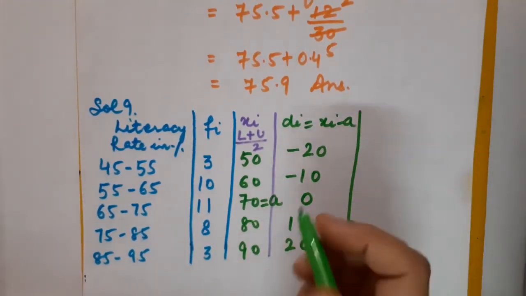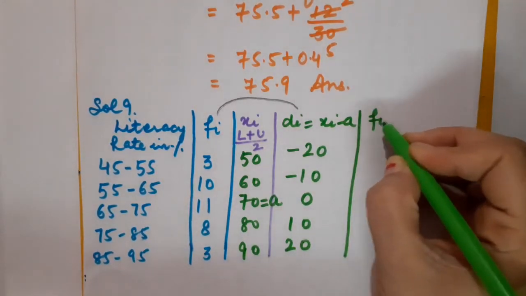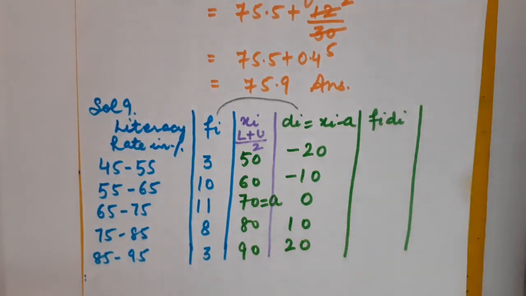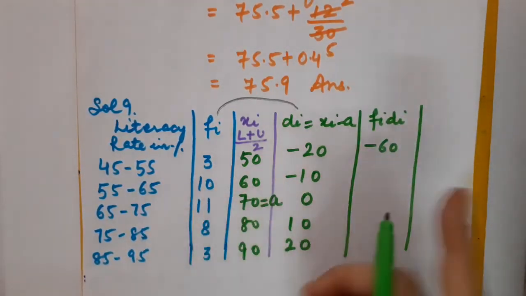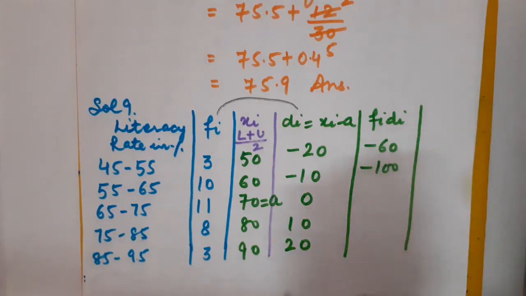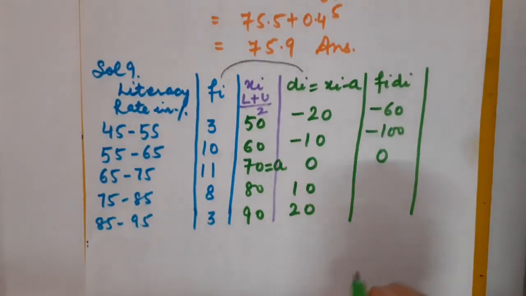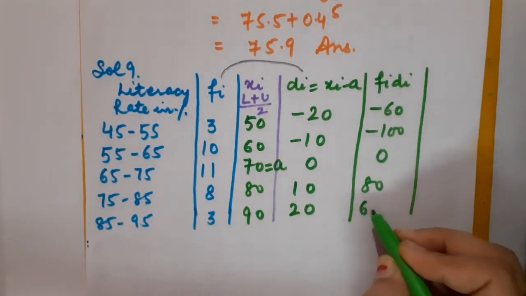Now we will be calculating the product of Fi and Di. Their product I will be calculating. So it would become Fi into Di. Let us multiply them. So what you will be getting, minus 20 into 3, that is minus 60. Minus 10 into plus 10, that is minus 100. 11 into 0, 0. 8 into 10, 80. And 3 into 20, that is 60.